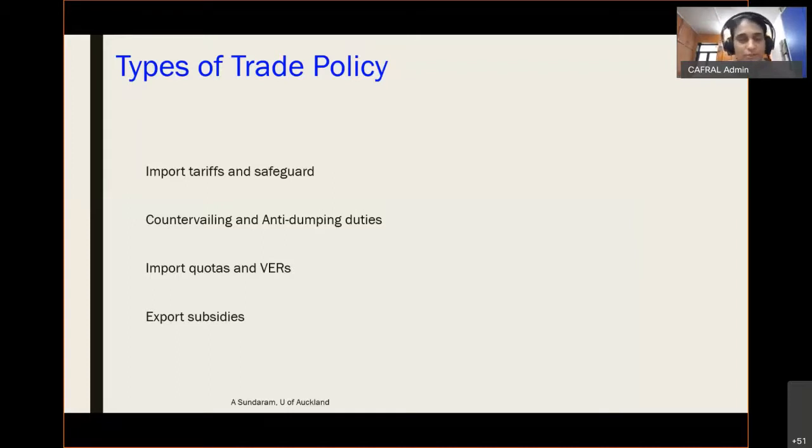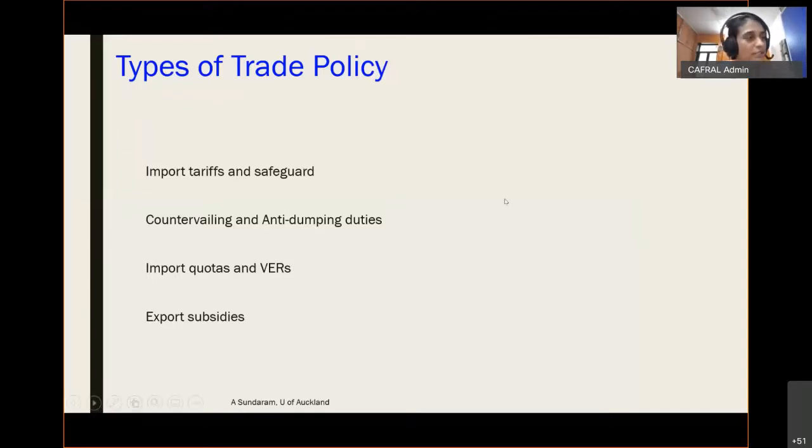Okay, so let me quickly move on. I just wanted to address those two because I said I would. I'm going to talk about tariffs. I'm going to talk about anti-dumping duties very briefly. I won't spend too much time on that. I do want to talk about quotas and export subsidies. Okay, so that is the plan.